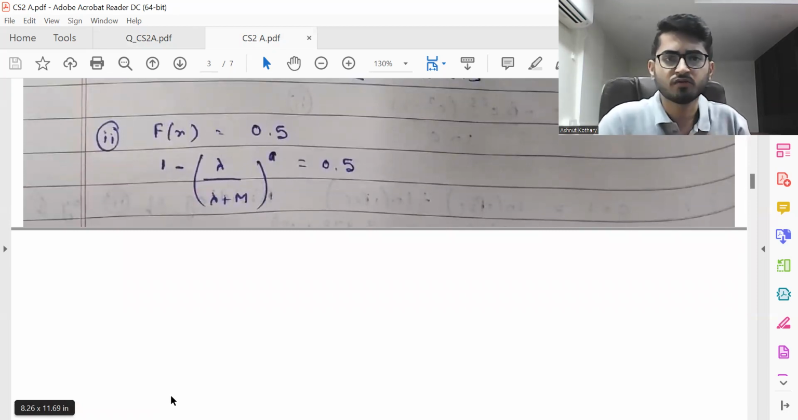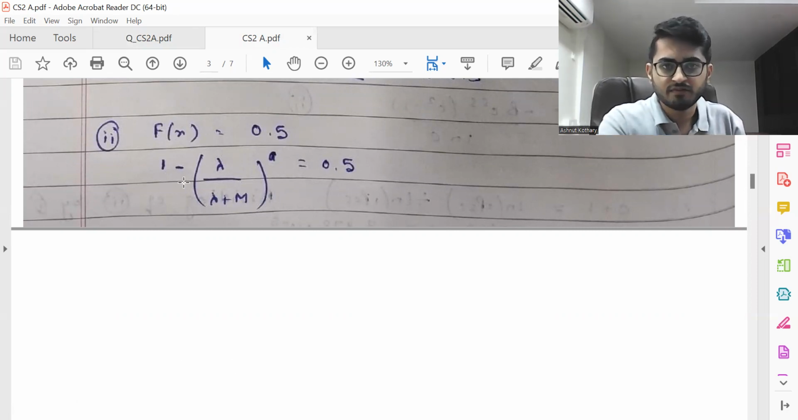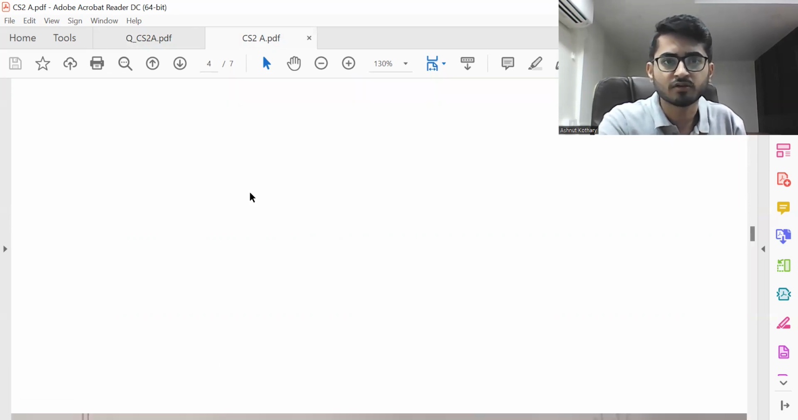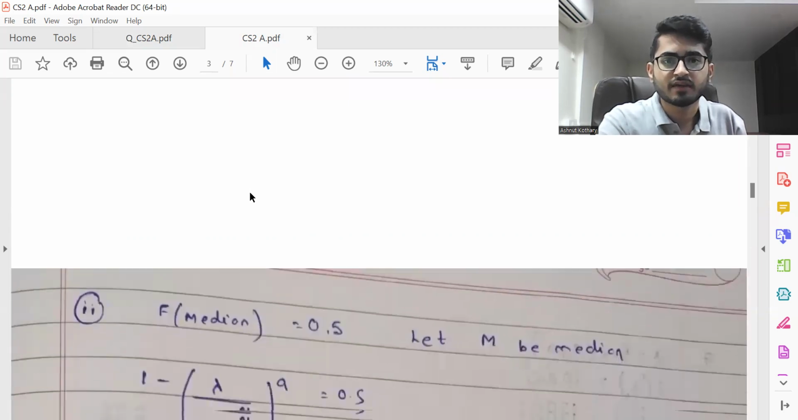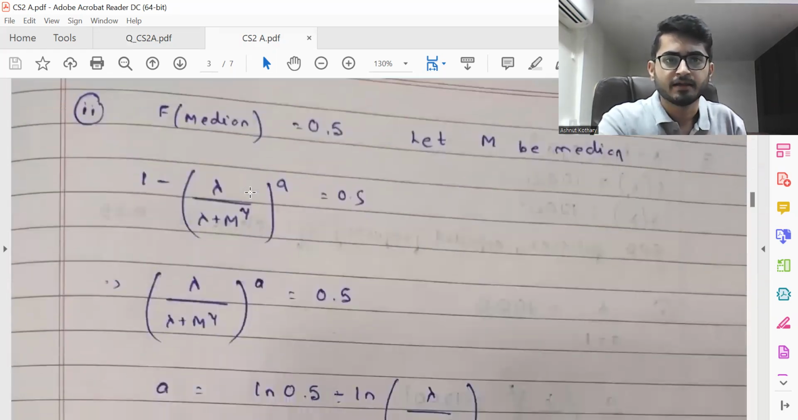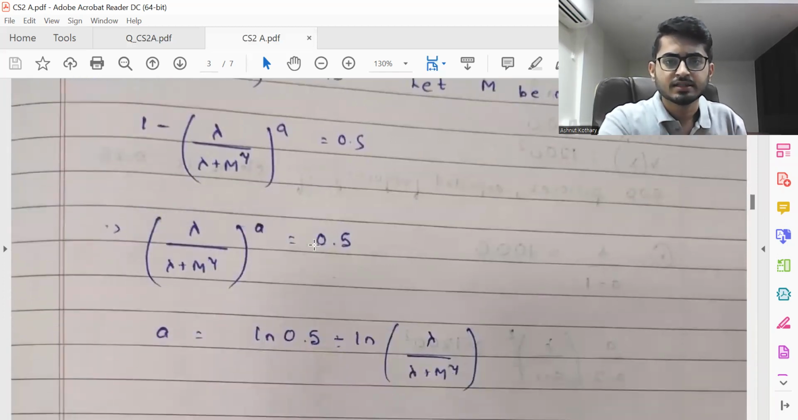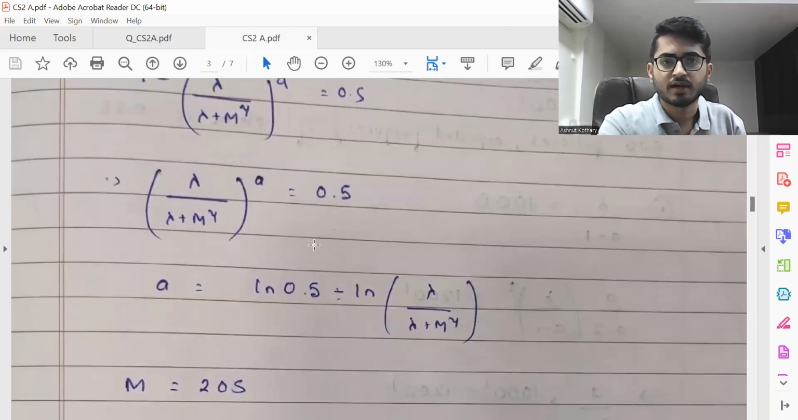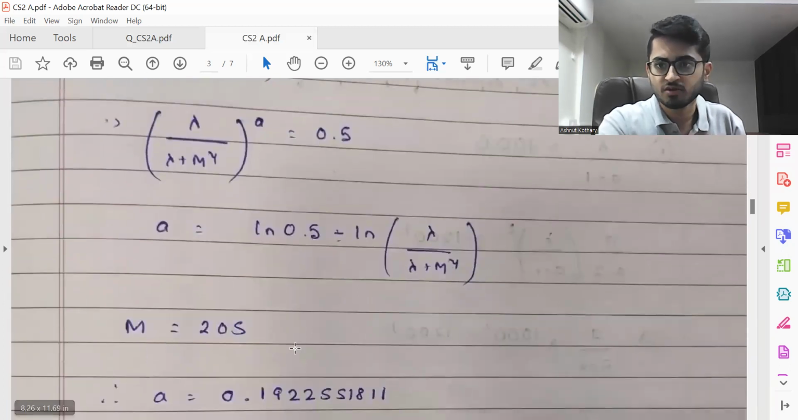In part 2, we need to find the median. So fx is equal to 0.5. This formula of fx, again, I have missed over here. There should be an m to the power 0.5 over here. Let me just check if I have corrected the same. Yeah. Here, if you see, it's 1 minus lambda by lambda plus m to the power gamma, whole to the power alpha is 0.5. Substituting all this, I'll be getting, and m is 205.